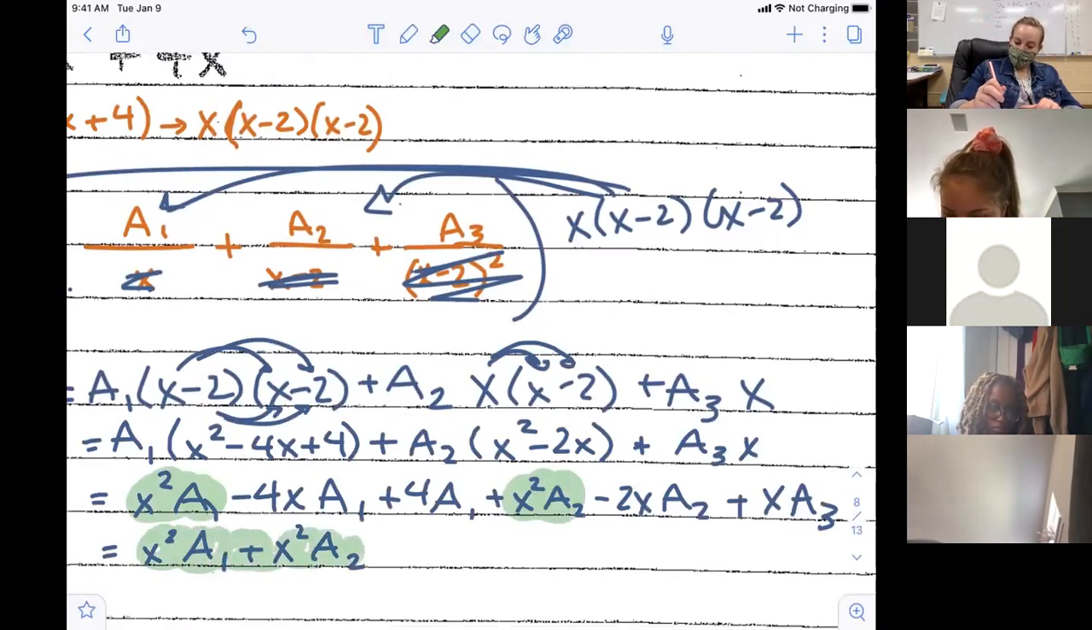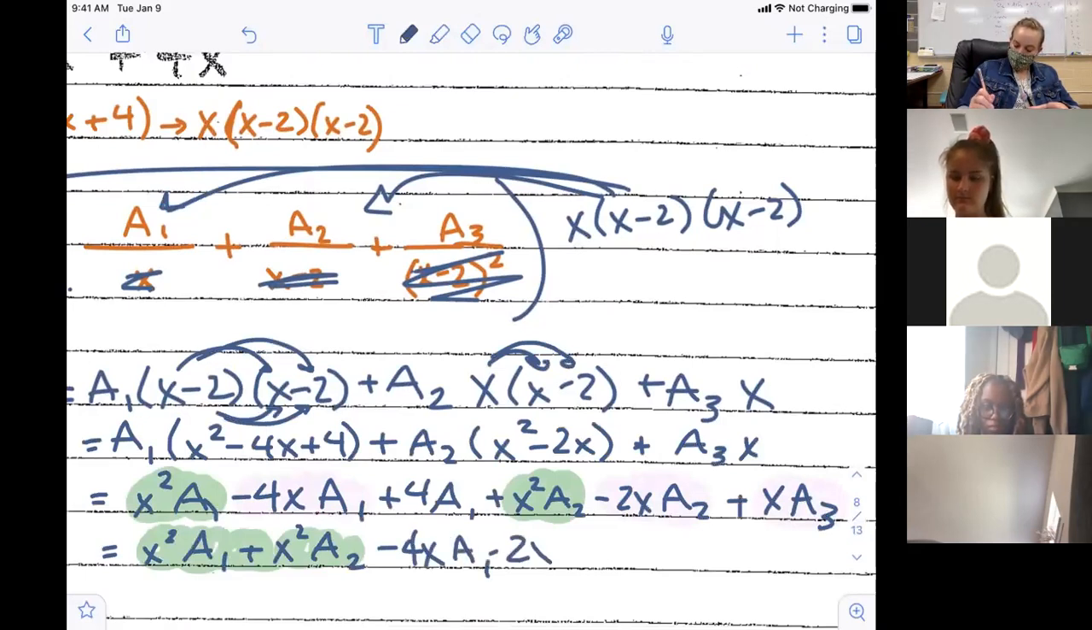Then I'm going to do all my x's together. So I've got negative 4x a1, negative 2x a2, and then x a3. Don't forget about that guy. I almost forgot about him last hour. Minus 4x a1 minus 2x a2 plus x a3. And then last is just going to be the constant, which is 4a1.